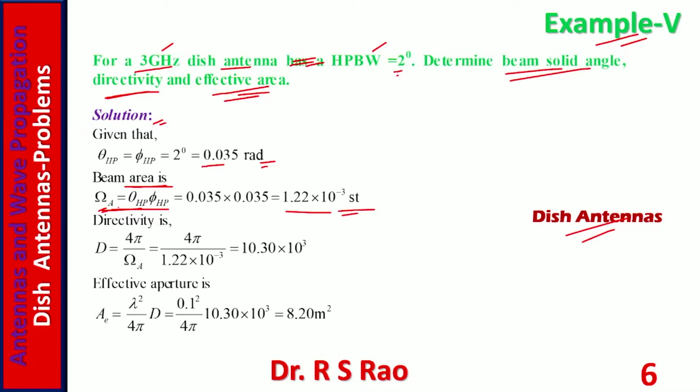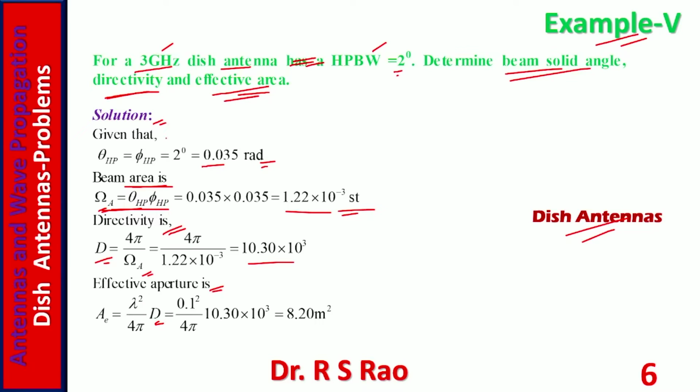Once beam area omega A is available, directivity can be determined using the relation D equal to 4 pi by omega A. Omega A is available. From this, directivity can be found. In the present case, it is 10.30 into 10 power 3. Now effective aperture is determined. Effective aperture is lambda square over 4 pi into D. Lambda, the wavelength, is required.